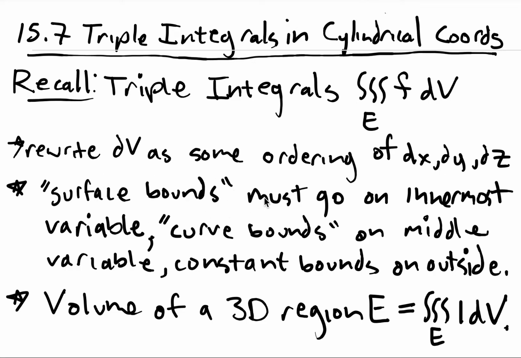If you take care of that integral and consider the projection down to the remaining plane, whatever remaining bounds you have there should be expressible as curves of some sort. Those would need to go in your middle variable. And then finally, your outside bounds should be constants. So regardless of however you set this up, dz, dy, dx, dx, dy, whatever, you should have numerical bounds on the very, very outside.